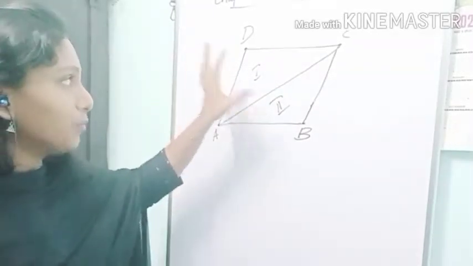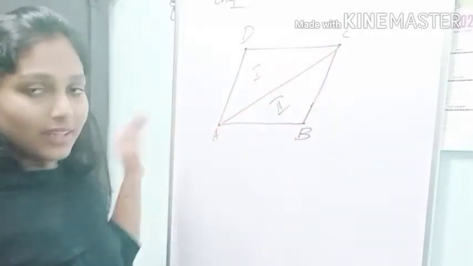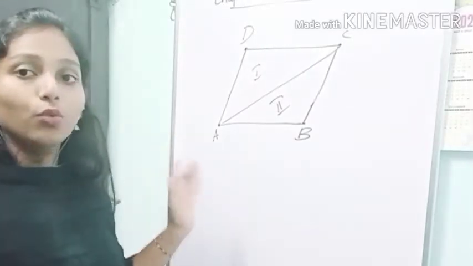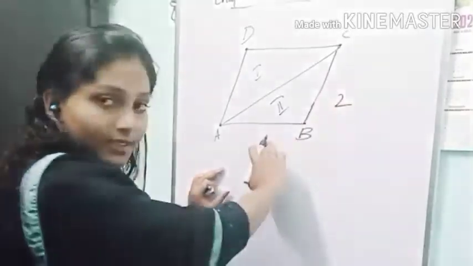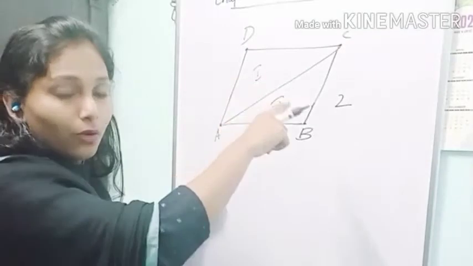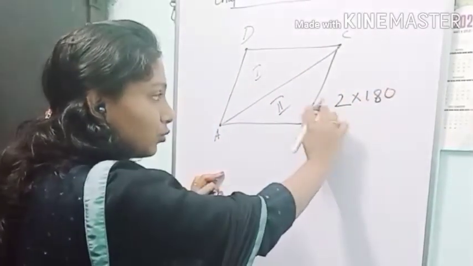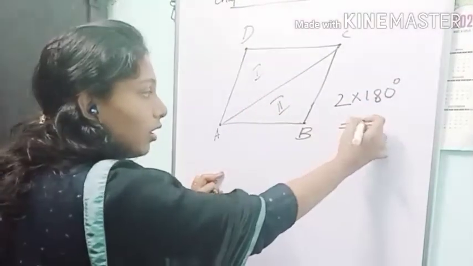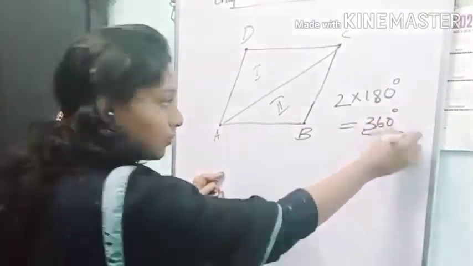So the angle sum property of a quadrilateral means the sum of all angles is equal to 360 degrees, which means 2 into 180 degrees. Two triangles are there, and the angle sum of one triangle is 180 degrees. So here, with two triangles, the total sum of angles in a quadrilateral is 360 degrees.